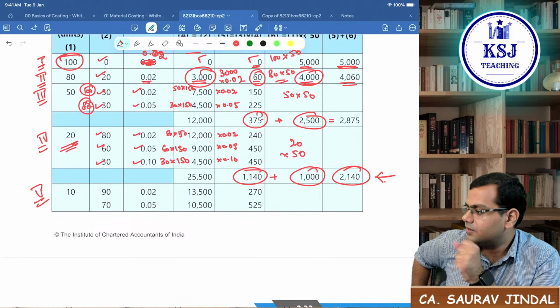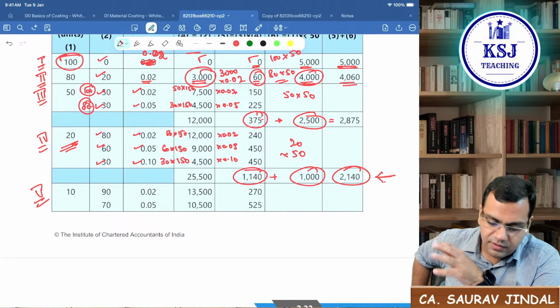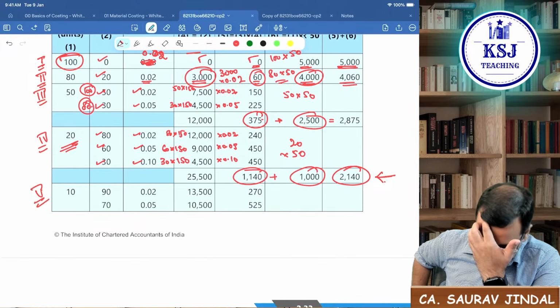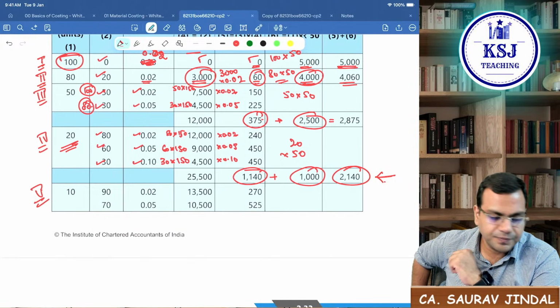Clear everyone? Rest of the people, Vedant, Shruti. So all these people who are online, please let me know if you are clear. So with this, we are done with material costing, right? Yes, okay. So we are done with the material costing part.